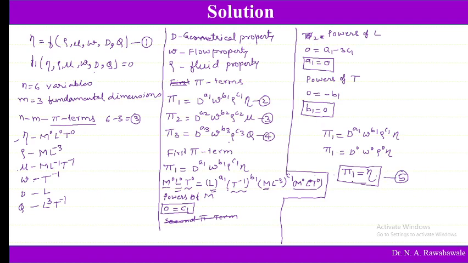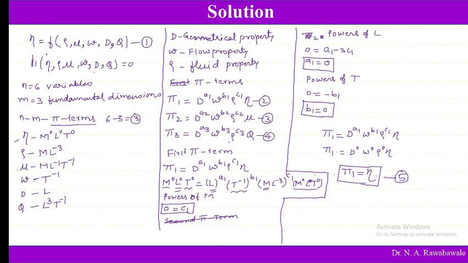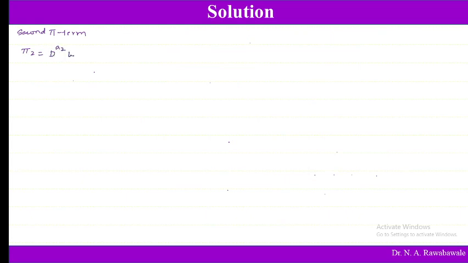So now we go for the second pi term, that is pi 2. Pi 2 term is given by d to the power of A2, omega to the power of B2, rho to the power of C2, mu. So the dimension of pi 2 is m to the power of 0, l to the power of 0, t to the power of 0. Then the dimension of diameter is l to the power of A2, the dimension of angular velocity is t to the power of minus 1 to the power of B2, the dimension of rho is m l to the power of minus 3 c2, and the dimension of mu is m l to the power of minus 1 t to the power of minus 1.